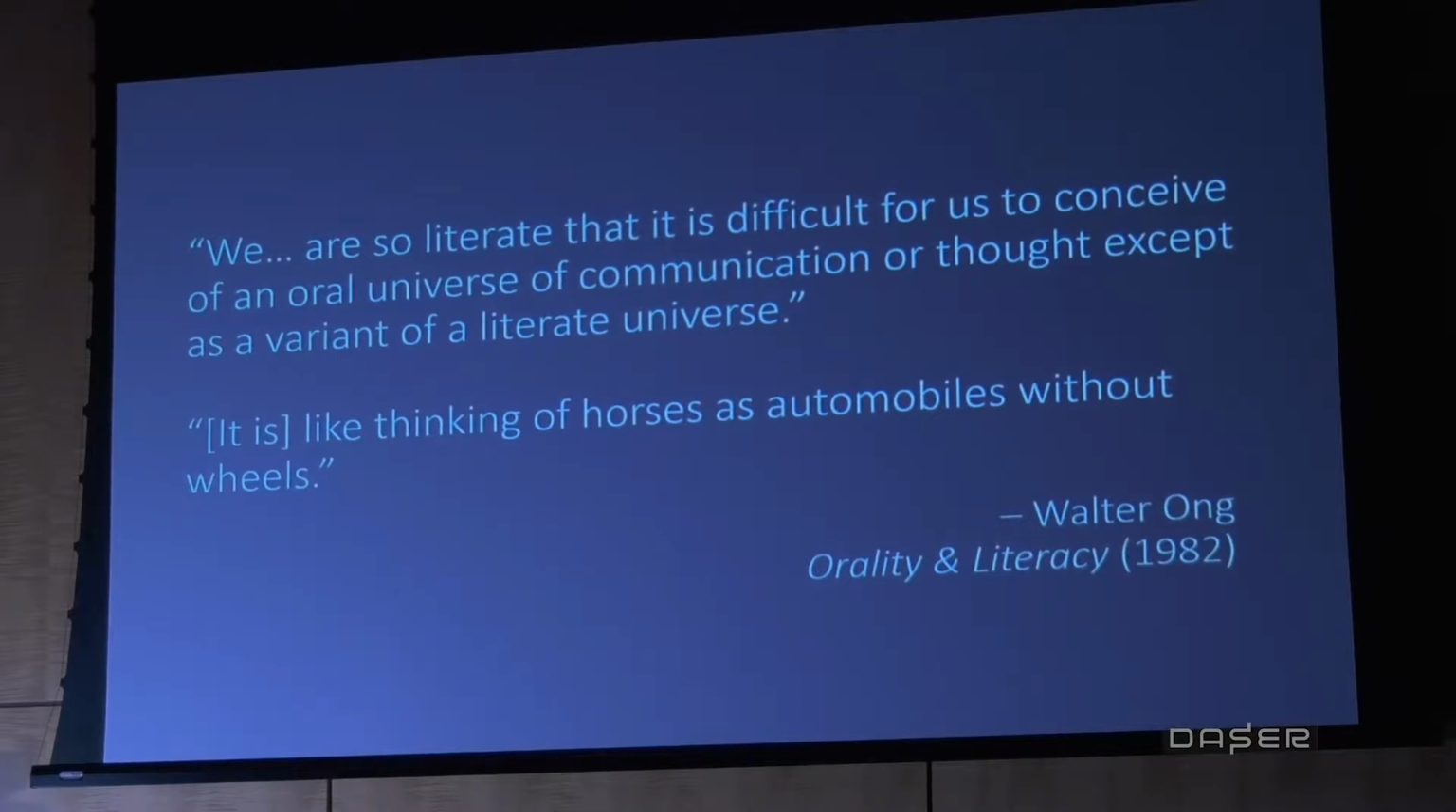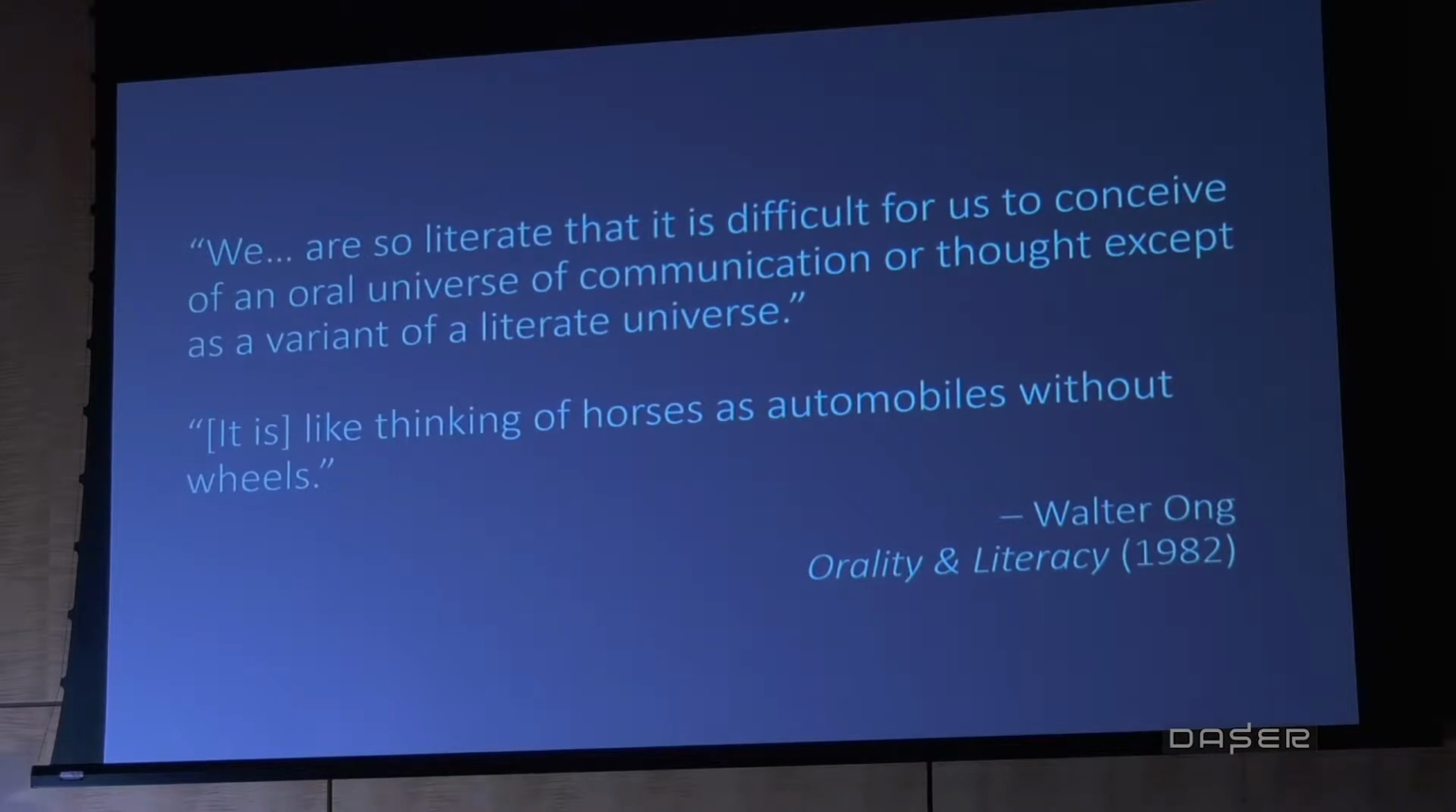In a book that he wrote in 1982 called Orality and Literacy, he basically said that as literate people, we really have a hard time understanding oral cultures. We are so literate that it is difficult for us to conceive of an oral universe of communication or thought, except as a variant of a literate universe. He said we tend to have this knee-jerk instinct to think of people in oral cultures as horses, thinking of horses as automobiles without wheels, which is obviously a very poor analogy.